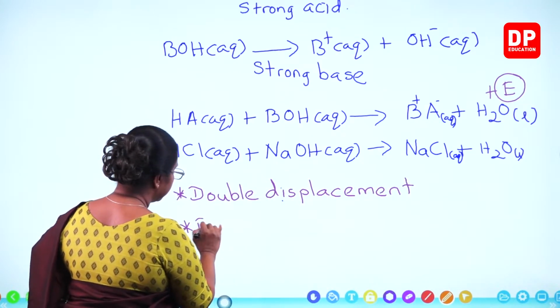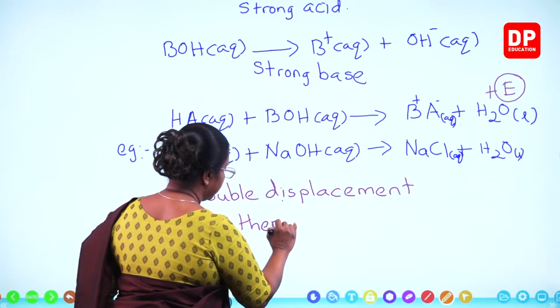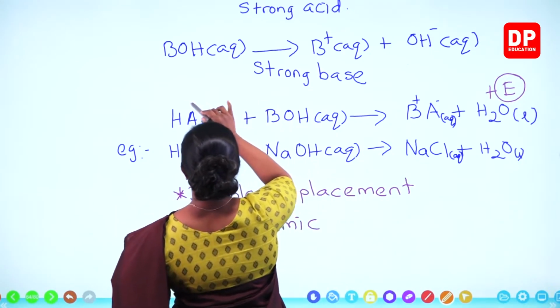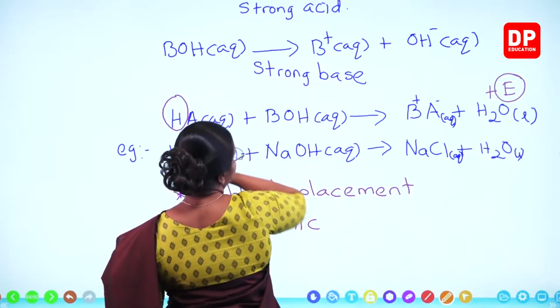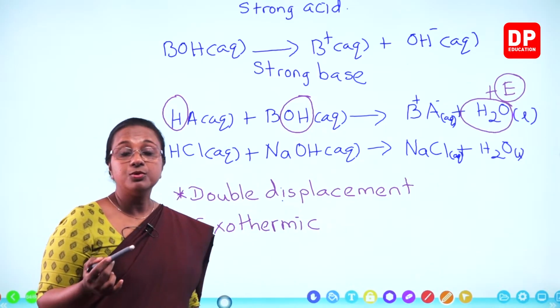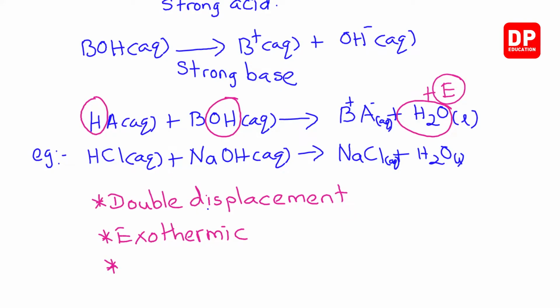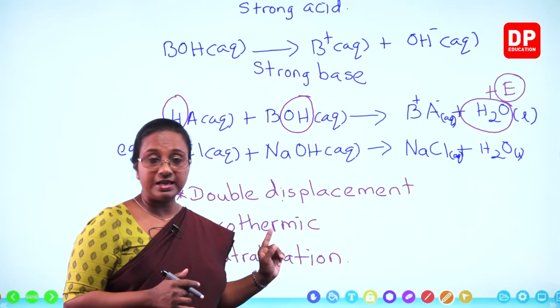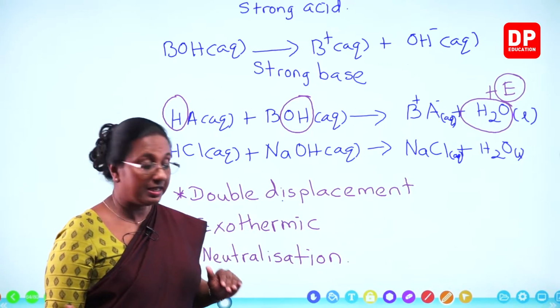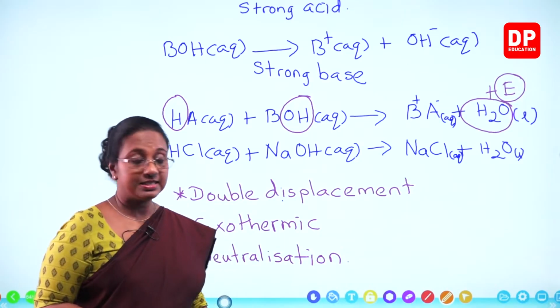It is exothermic. And also because there is H plus and OH minus, we have H plus and OH minus combining to give water, their neutralization happens. Because of that, we call it acid-base neutralization. So the above reaction between a strong acid and a strong base is usually a double displacement reaction. It is exothermic, releases heat, and also it is known as neutralization.